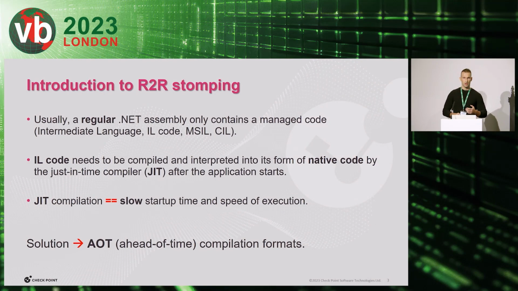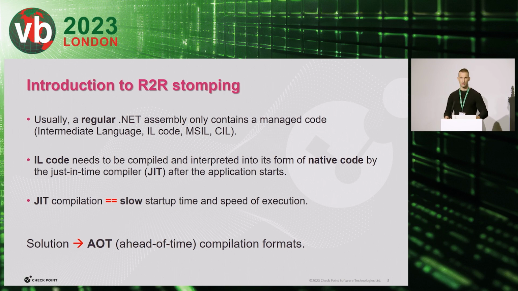Usually, when we are dealing with a regular .NET assembly, we just expect that this kind of .NET PE will contain just the managed code, which is also known as intermediate language, IL code, MSIL or CIL. Once we are programming our .NET application, we are doing that using programming languages like C#, F#, VB.NET. And during the compilation, we get what could be referred to as a .NET PE or .NET assembly. This file format contains our compiled source code in the form of IL code.